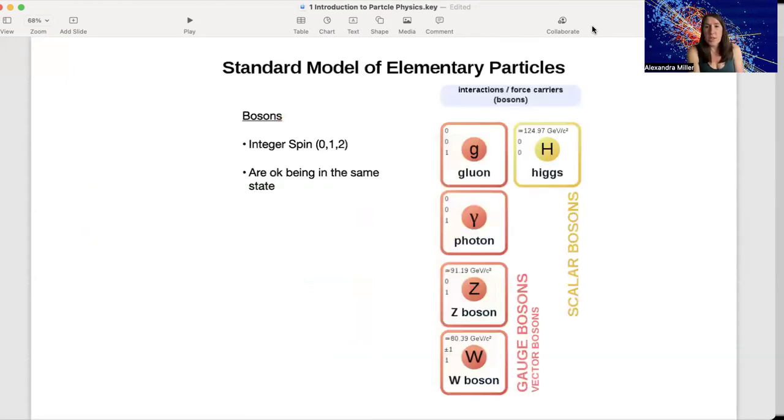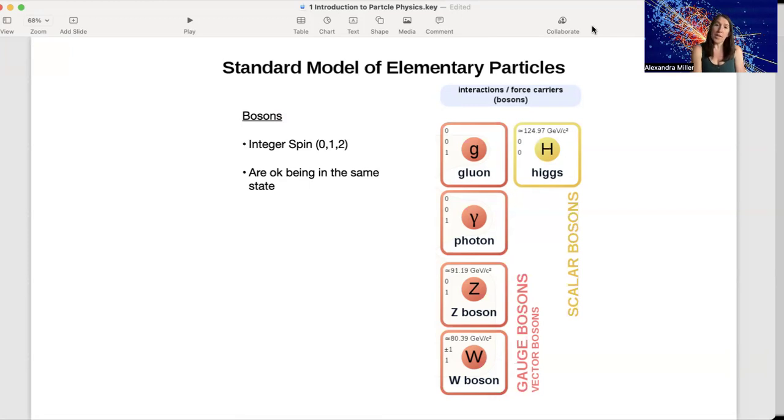Well, if we look a little closer, let's look at the bosons first. In each box here, for instance the gluon box, you see three values. The top value is the mass of the particle. The second value is the electric charge. And the third value is the spin of the particle. What we'll notice is that the gluon, the photon, the Z boson, and the W bosons all have spin 1. And again, that really means 1 times h bar. And then the Higgs boson has spin 0.